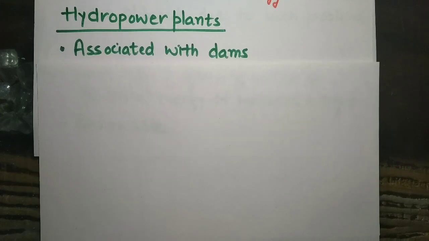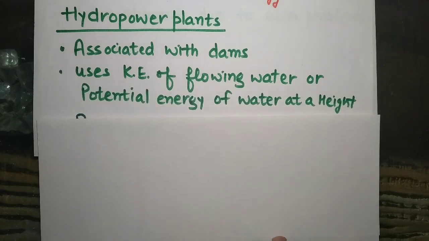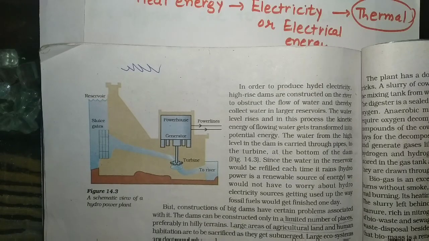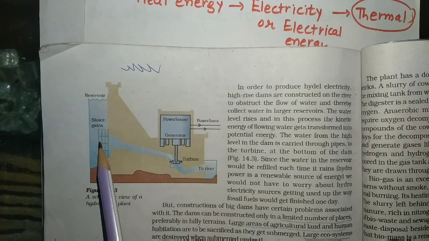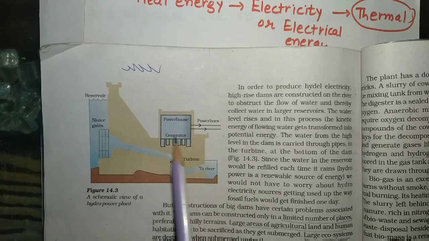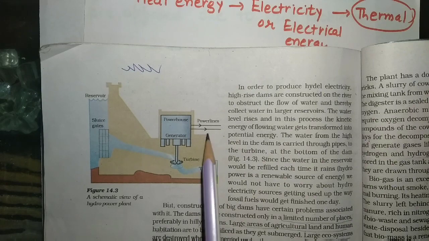Next is hydropower plants. Hydropower plants are basically associated with dams. In this, the kinetic energy of flowing water is used to run the turbines, which are further used to produce electricity. These are also a renewable source of energy. Let's look at this picture. In this, water from a height is allowed to move the turbines. The turbines are further connected to a powerhouse generator, and this powerhouse generator produces electricity which is transported through these power lines to various stations.